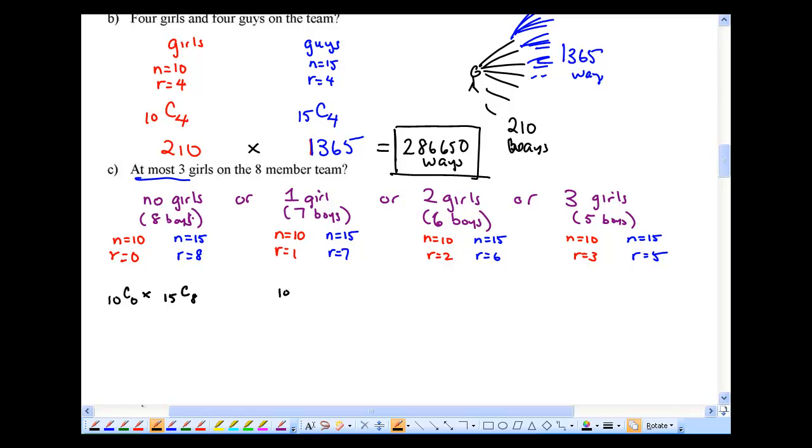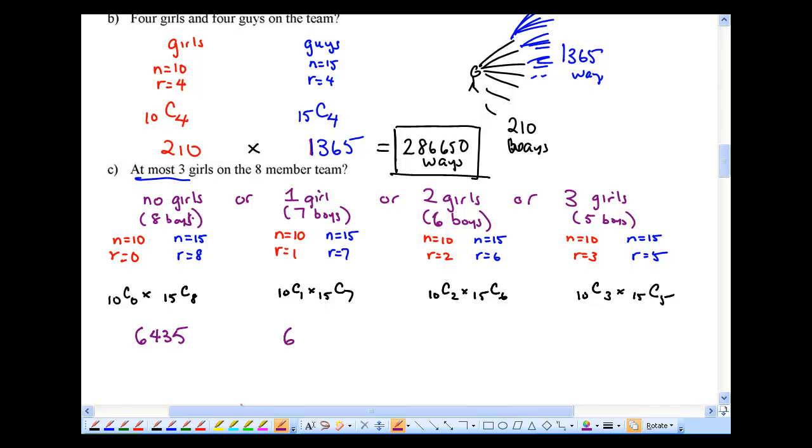Here we have 10 choose 1 multiplied by 15 choose 7. 10 choose 2 multiplied by 15 choose 6. 10 choose 3 multiplied by 15 choose 5. You can do this on the calculator and get all the numbers. I've done it already, so I'm just going to write them out for you. Save us some time. I believe this is 64350.